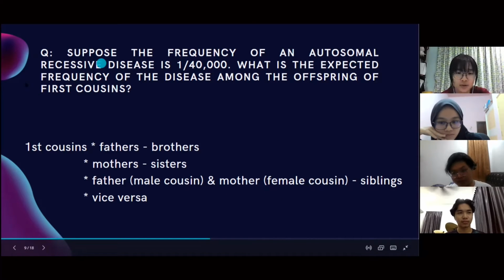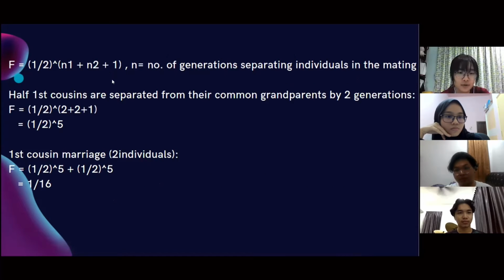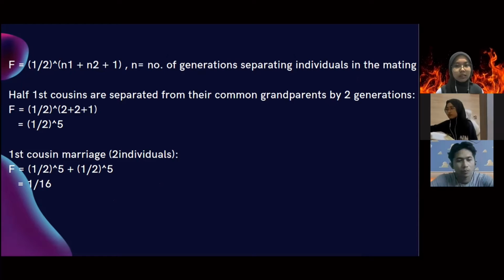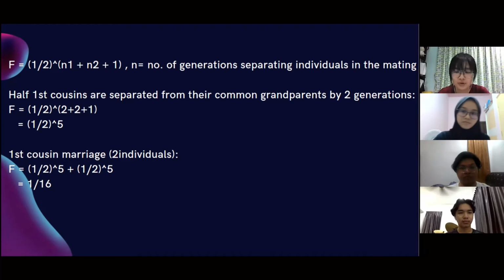So the solution is we can use the coefficient formula (1/2)^(N1+N2+1), where N shows the number of generations separating the individuals in the mating from the common ancestor. What it means for first cousins is that before the marriage, there is one individual and one individual, and they are separated from the common grandparents by 2 generations. So 2 generations means N equals 2.